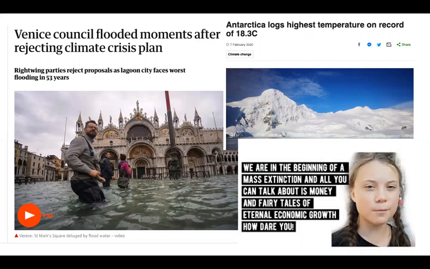Antarctica in February was about 18.3 degrees Celsius. I think the UK was about 8 degrees or something. So that's pretty scary. And it's a shame that a young Swedish teenager has more sense than most of our politicians when it comes to climate change.